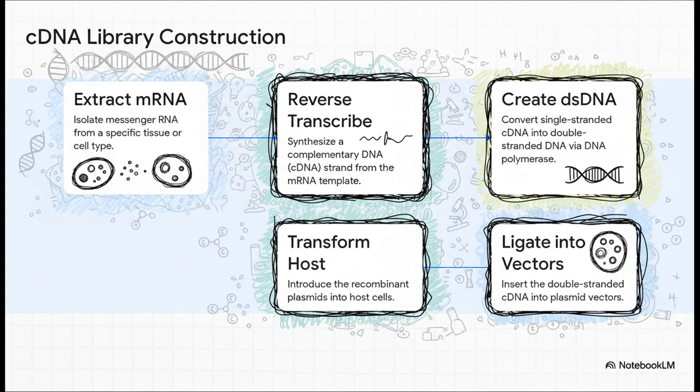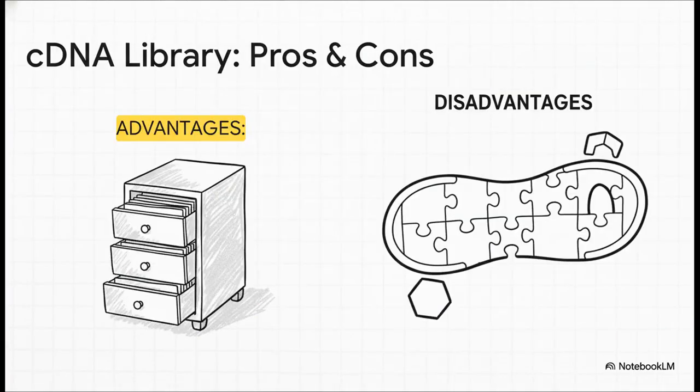Instead of starting with DNA, you start with messenger RNA from a specific tissue. You then use a special enzyme, reverse transcriptase, to make a DNA copy of that mRNA. So what you're really doing is creating a library of only the genes that are actively being used, the ones being expressed, in that tissue at that exact moment. It's like a genetic snapshot. The upside here is obvious. Your library is way smaller and much easier to search through because it only contains the protein coding sequences, no introns to worry about. But there's a catch.